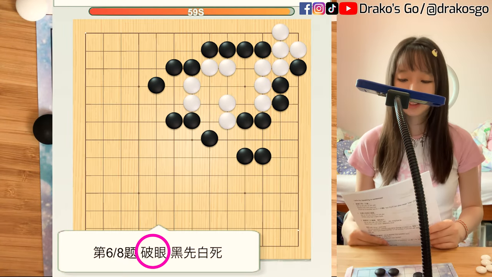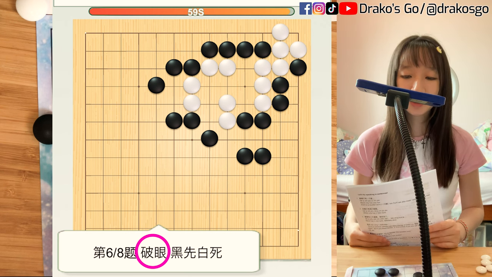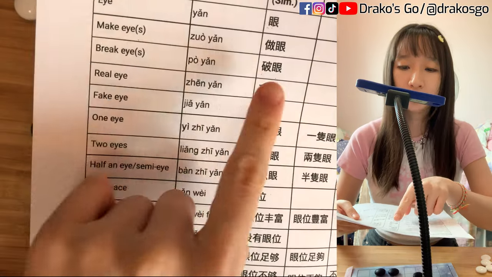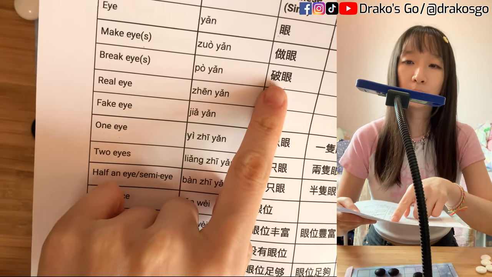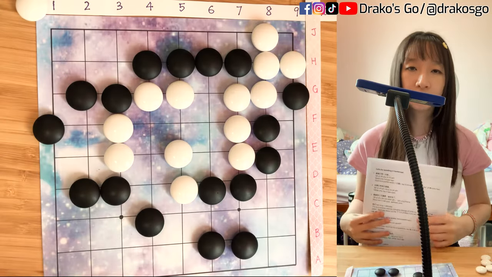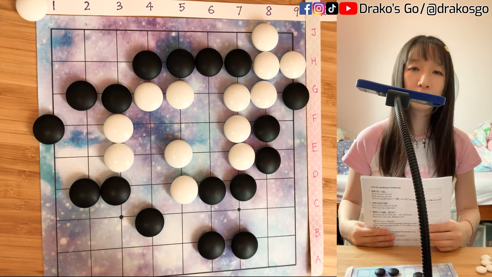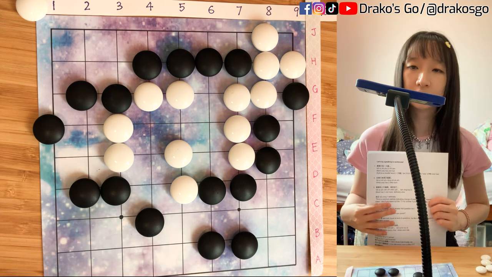Now let's look at this example. It says 破眼, 黑先白死. Just now we learned 破眼 is to break an eye. So in this question, black has to break white's eye. 黑先 means black first, 白死, white dies. 白 is white, 死 is die. I'll give you some time to think of the answer.